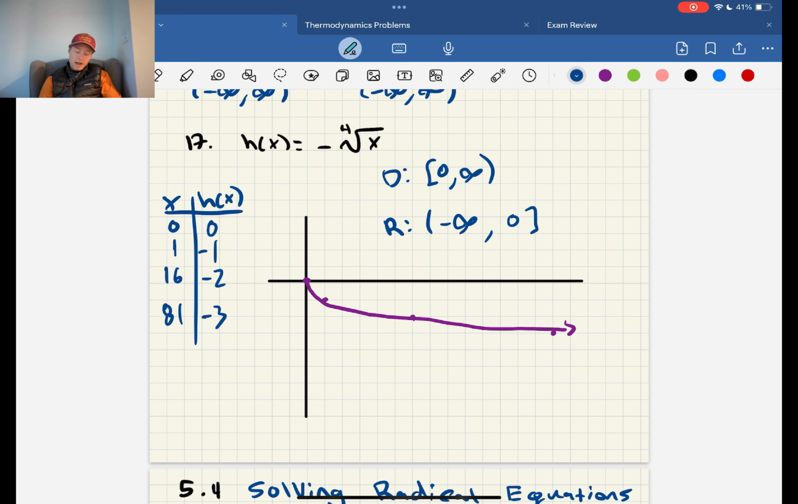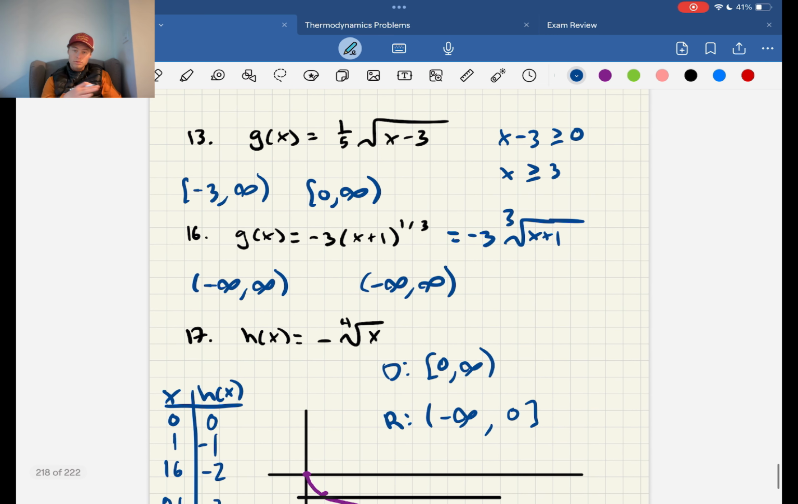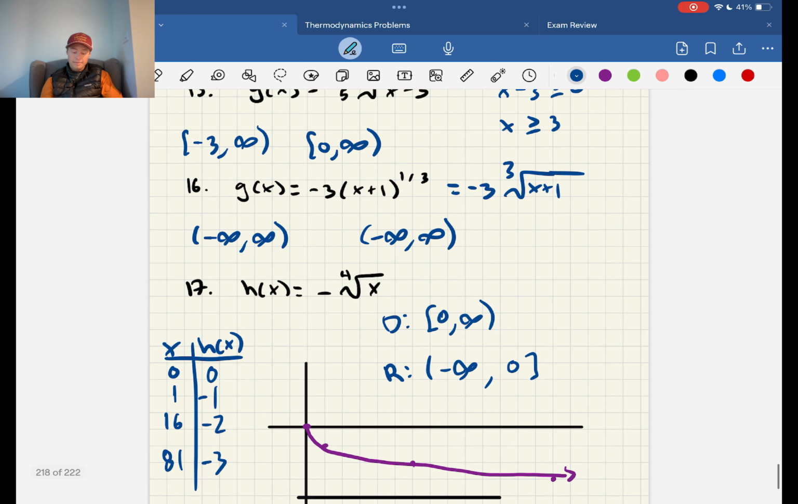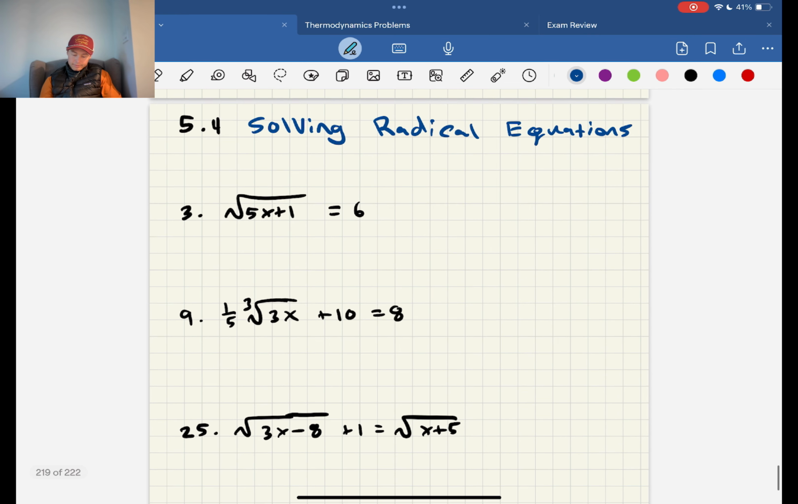So make sure you're keeping track of whether you have a negative leading coefficient or not, because that will change the domain and the range on an even root function. On an odd root function, it does not matter. You can change it any way you want, and you're always going to have the same domain and range of negative to positive infinity. Great.